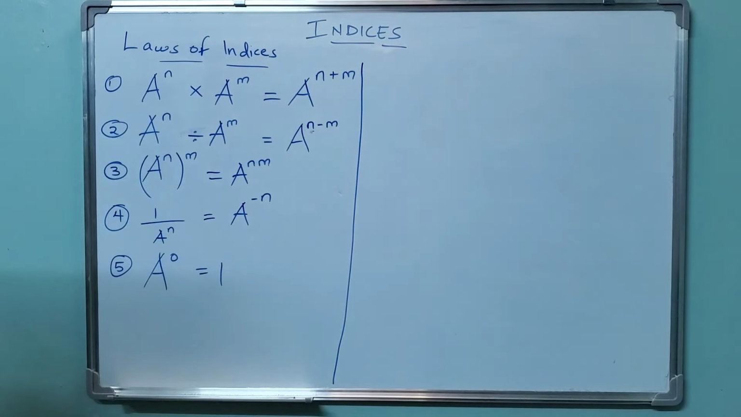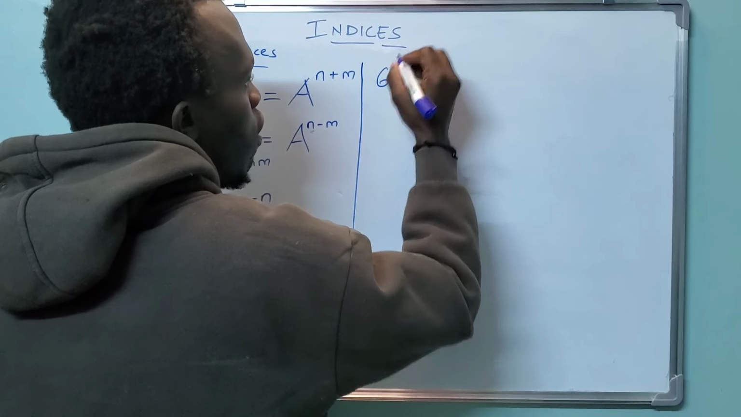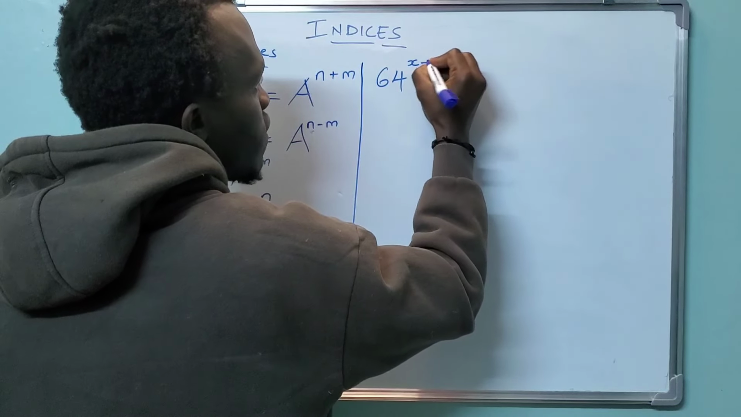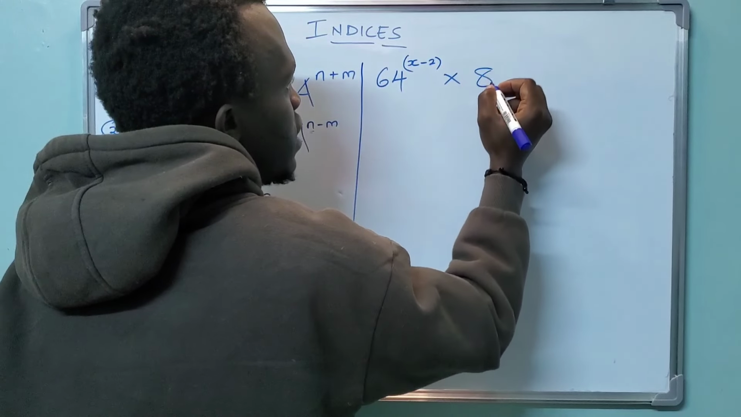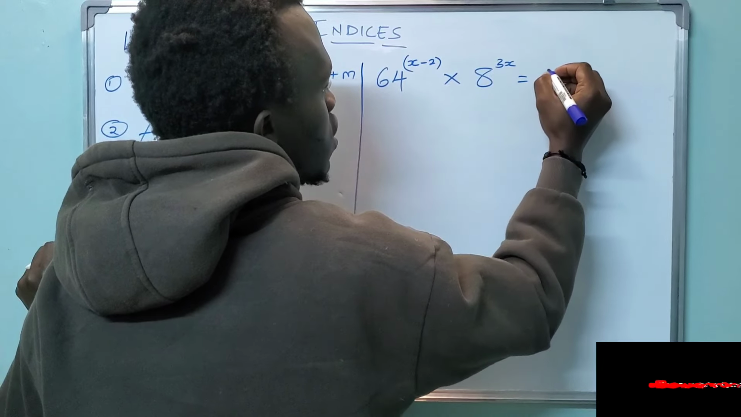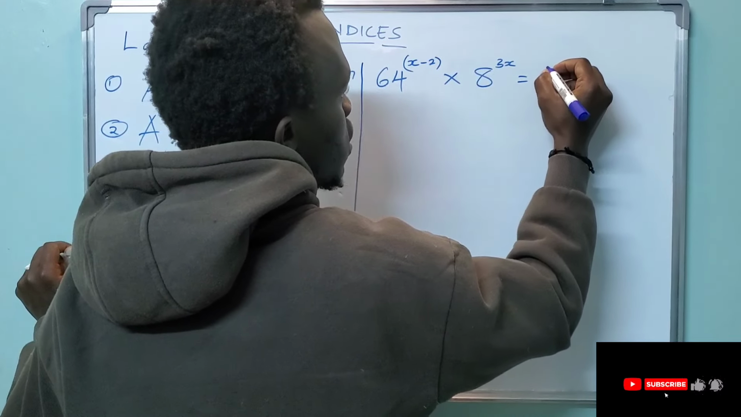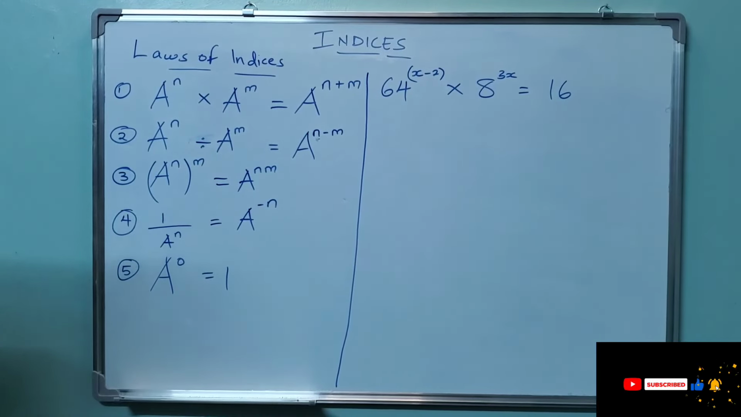Suppose you've been given something like 64 raised to power x minus 2 multiplied by 8 raised to power 3x being equals to 16. Let's say for instance, so let us try that example.